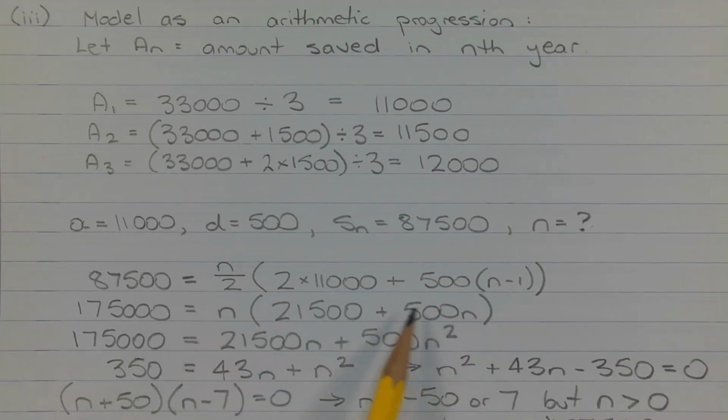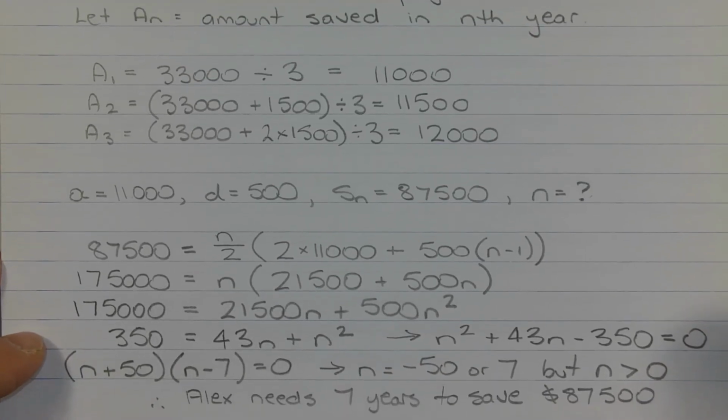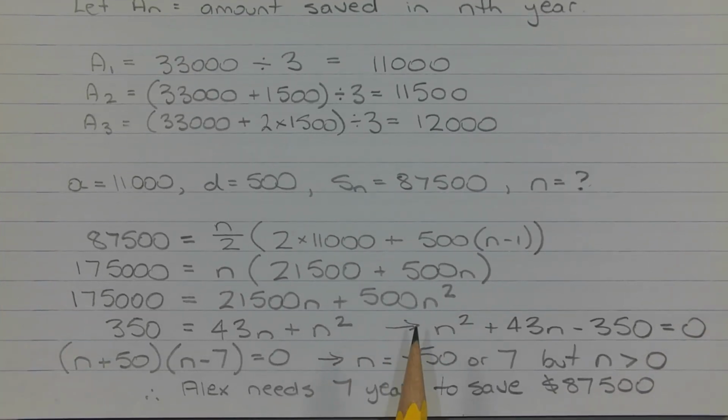Expanding the brackets on the right-hand side again, we get 175,000 is equal to 21,500n plus 500n squared. We've formed a non-monic quadratic equation. Now we can divide all terms by 500 to convert it into a monic quadratic equation, which is generally easier to solve. We get 350 is equal to 43n plus n squared. Rearranging this equation, so it forms a monic quadratic equation with 0 on the right-hand side, we get n squared plus 43n minus 350 equals 0.